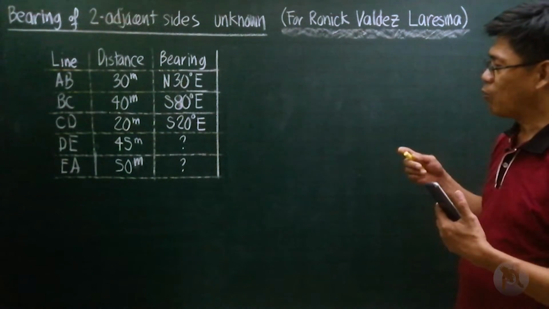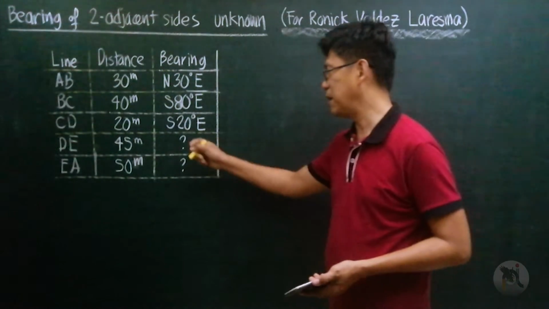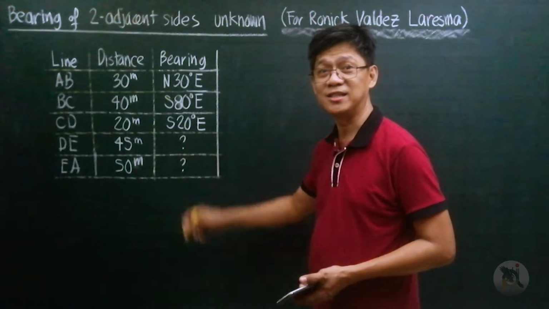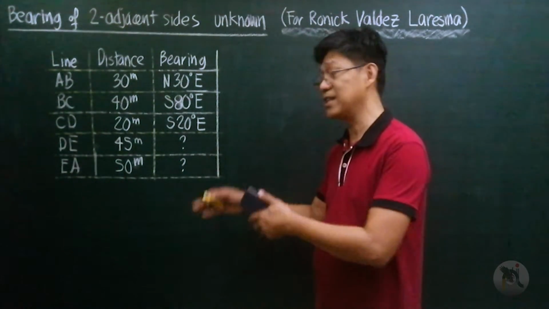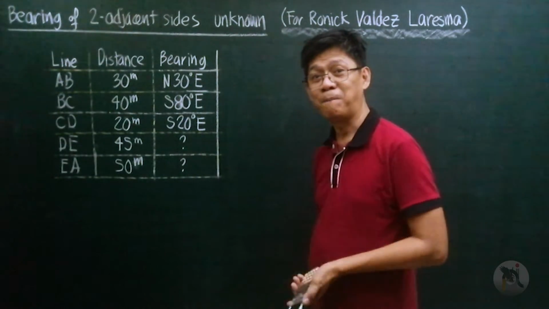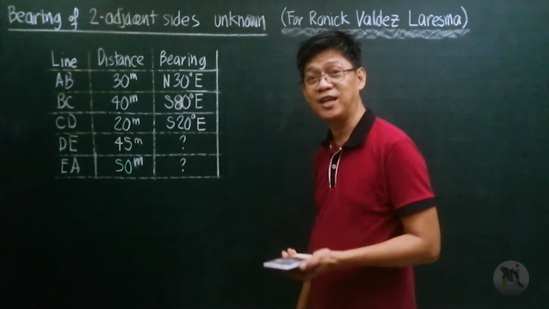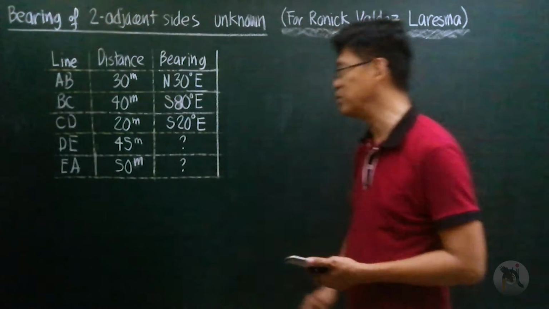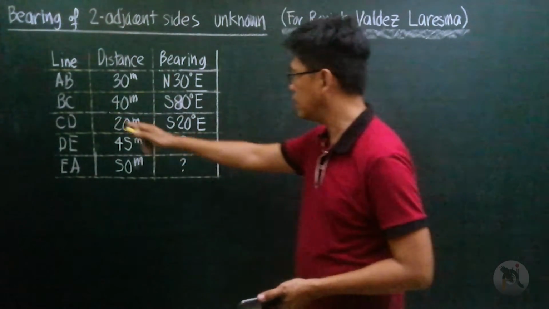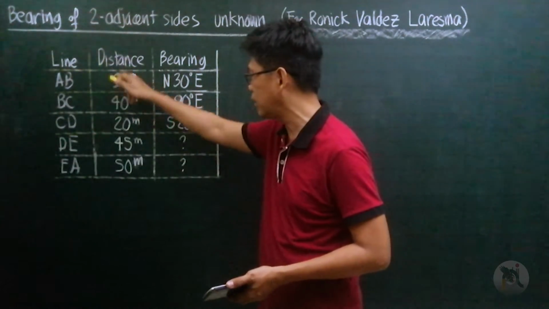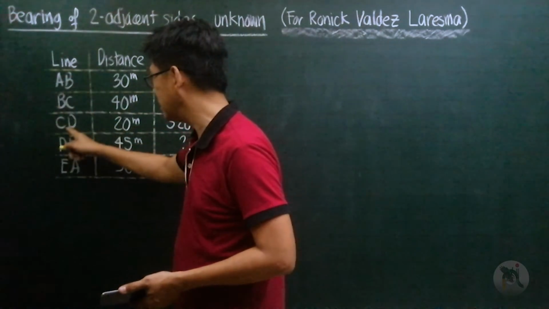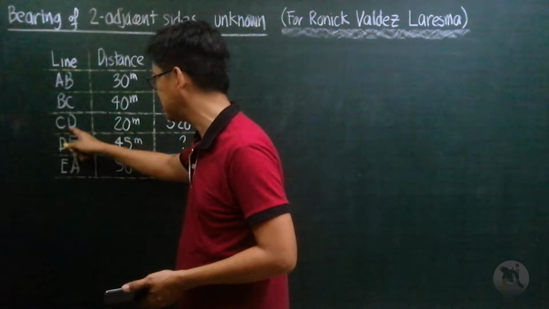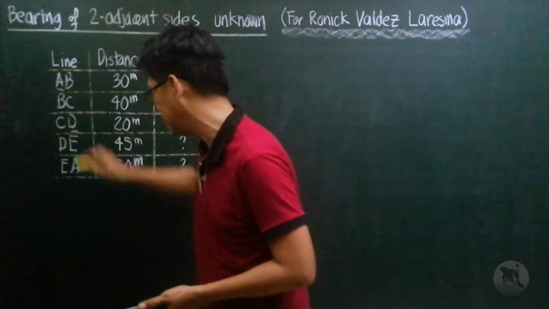Okay. Now, what if the bearing of two adjacent sides are missing? How do we handle this using the technique that I taught you in part 1 of missing data, using mode complex? This is how we do it. Now first, we have here three sides with complete data of distance and bearing. So remember that when you add this, AB plus BC plus CD, that is AD.